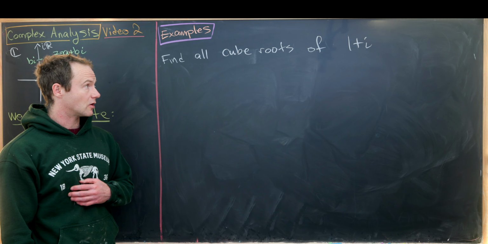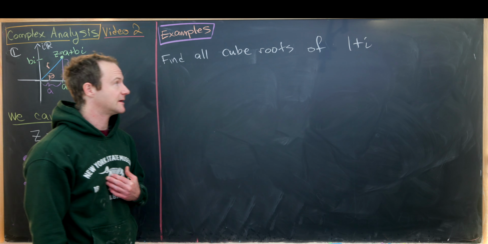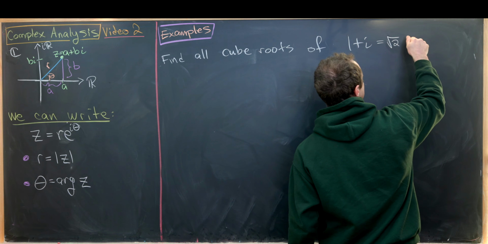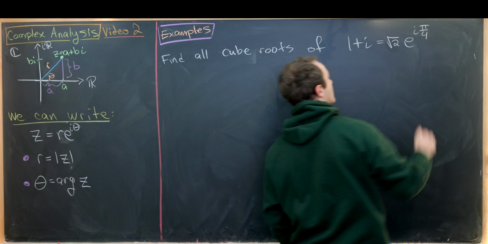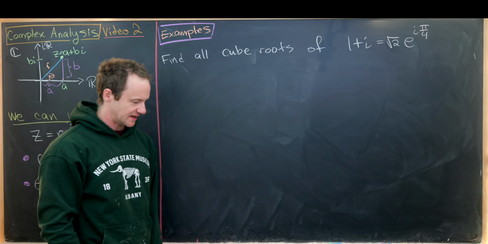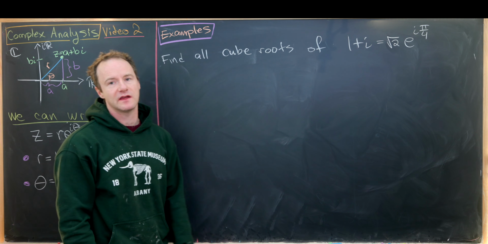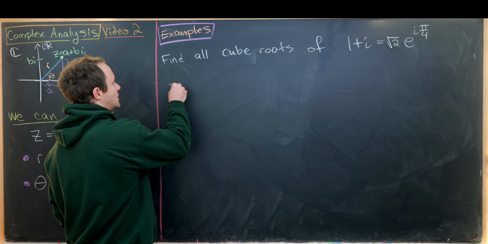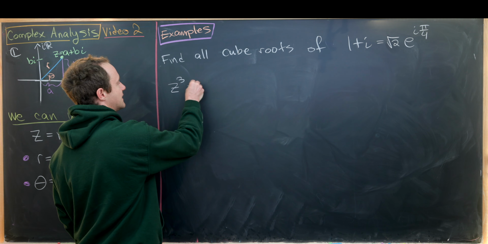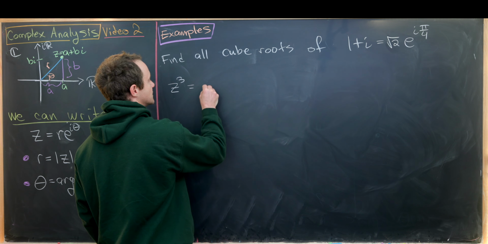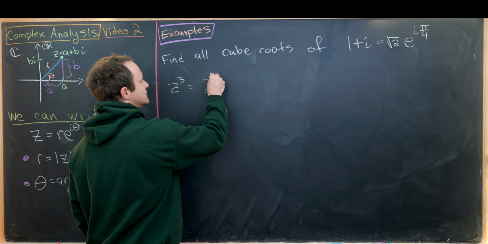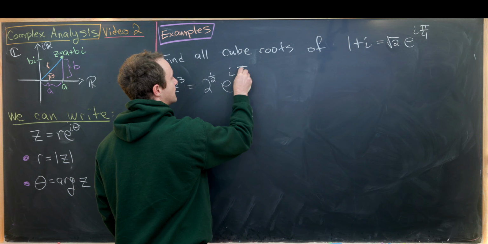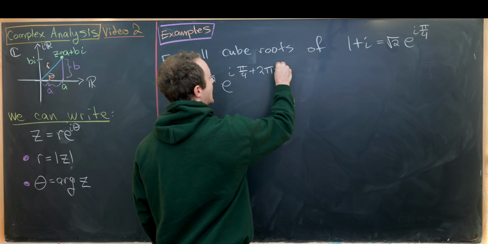So next, let's find all cube roots of 1 plus i. So let's first notice that we can write 1 plus i as the square root of 2 times e to the i pi over 4. Again, that's just from translating from rectangular form to polar form and then putting it in this complex number setup. Okay, so that means if we want to solve z cubed equals 1 plus i, then we'll need to look at the equation z cubed equals the square root of 2. I'm going to write that as 2 to the half just for ease. And then e to the i (pi over 4 plus 2 pi m).